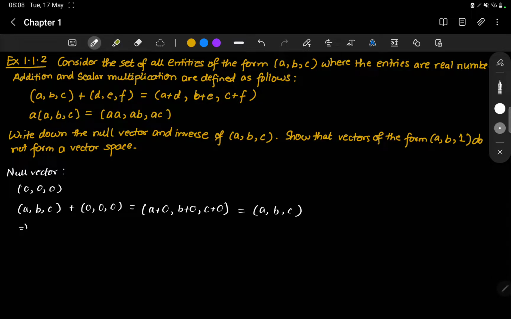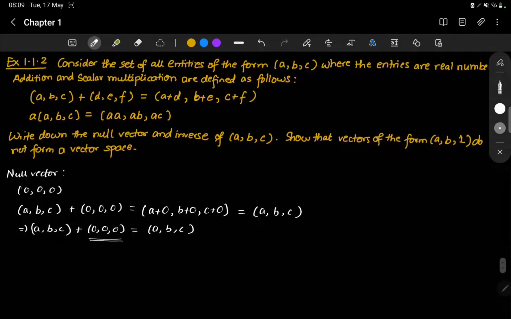So what do we get? We get that if we take a vector and add this 0, 0, 0 to it, we get back the same vector itself. And from the property of uniqueness of a null vector, we know that there is only one null vector in a given linear vector space. So we have found out our null vector given by this 0, 0, 0 triplet. So this part is done. We have found the null vector.